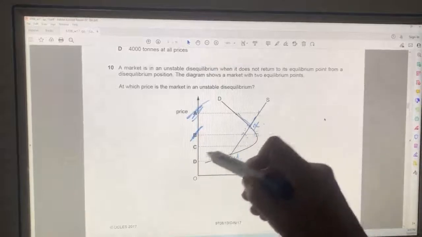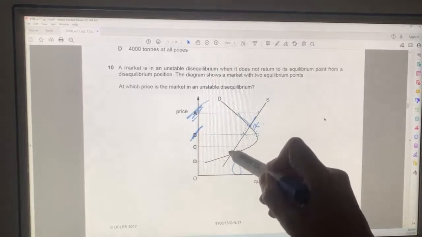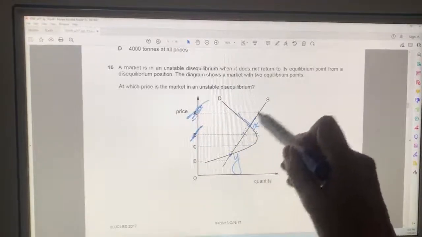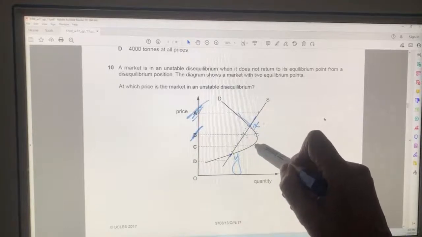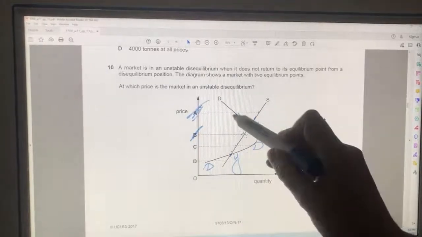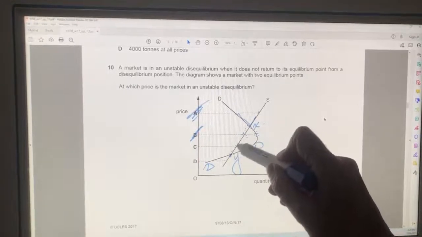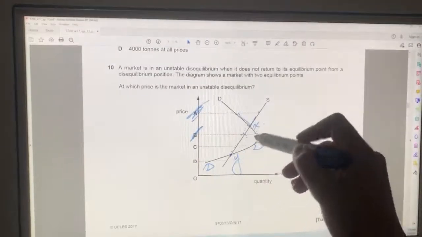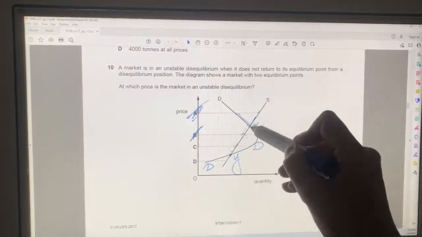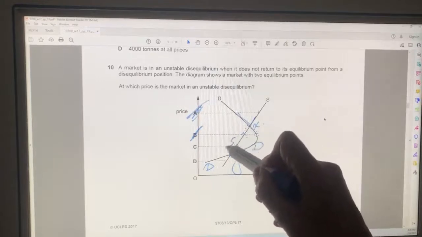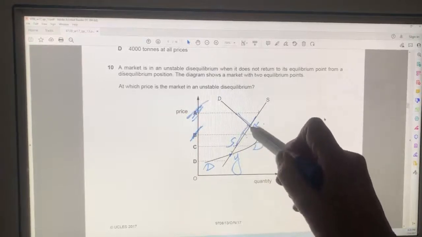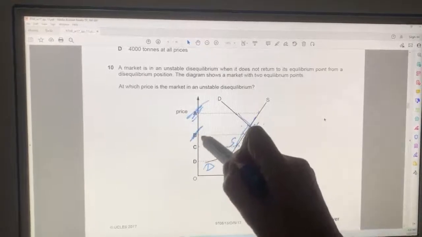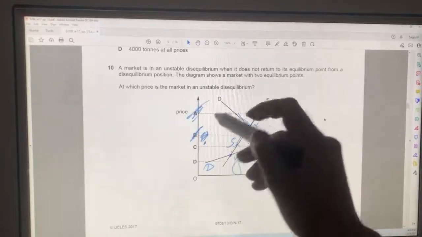C, let's see. C cannot return to Y, right? Because at the price above equilibrium Y, supply is less than demand. This is demand. This is demand. Okay. And at prices above, you should have a surplus. So these are inverted. Maybe C can return to X because supply is less than demand at a price less than X equilibrium. C, I guess it's okay.